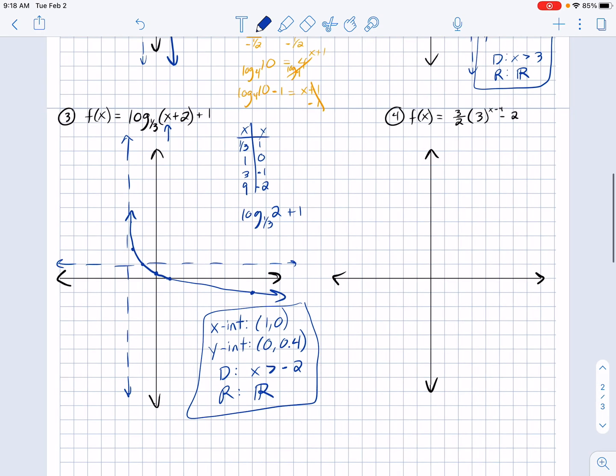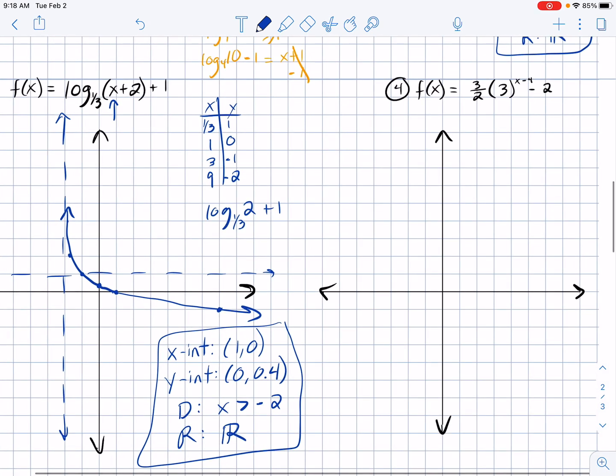Okay, for your last function here, this was an exponential growth function, an a value greater than 1, and the base is greater than 1 as well. Sorry, a positive a value, I meant to say. Let's apply our translations. This would be right 4, down 2.